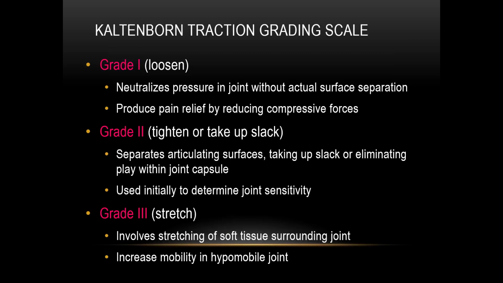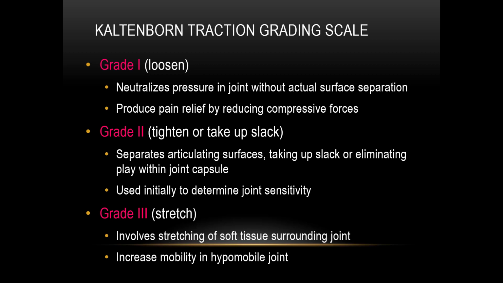The Clattenborn Traction Grading Scale. The Clattenborn Traction Grading Scale is used to grade the levels of traction. There are 3 grades of traction. A grade 1 level traction is used to loosen structures. This neutralizes pressure in the joint without actual surface separation. This level of traction produces pain relief by reducing compressive forces. Grade 1 traction should be used initially to reduce the chances of a painful reaction to traction.